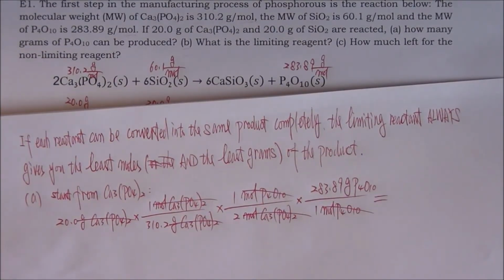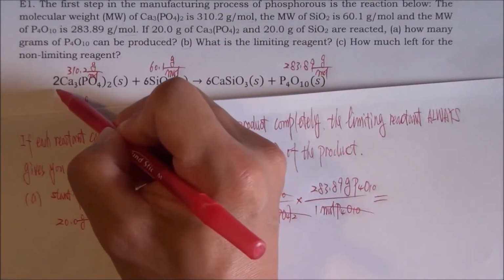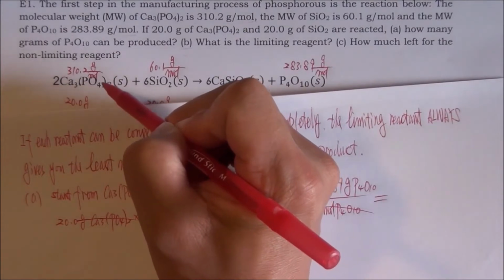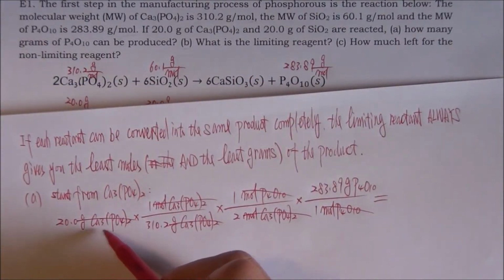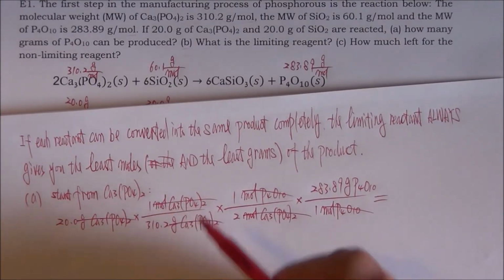Let me explain the calculation briefly. This is called a conversion factor. It is the molar mass or the molecular weight of calcium phosphate. We can convert from the grams to the moles of calcium phosphate.